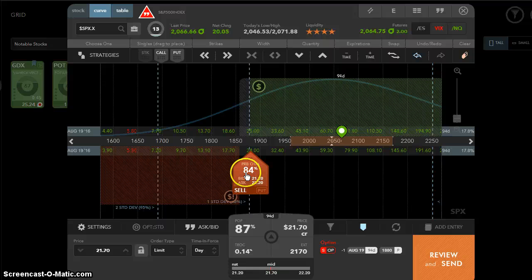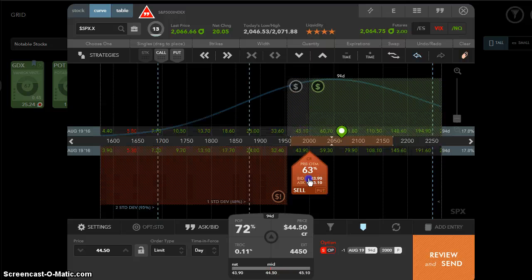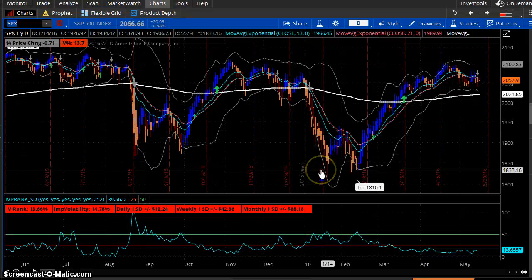So that's the difference. Now, I'm not saying you're gonna do that, but just so you know, you can do the same thing. When you're at 84% here and it drops to like here, the difference is you don't have to roll within the same expiration. You can roll further out and buy yourself time. Okay, so I hope that helps.